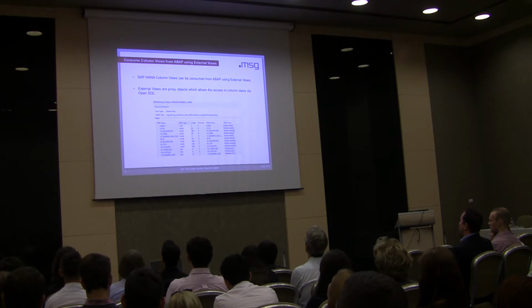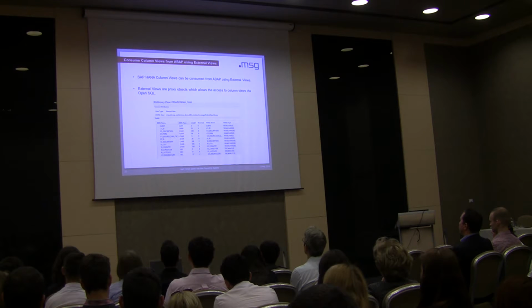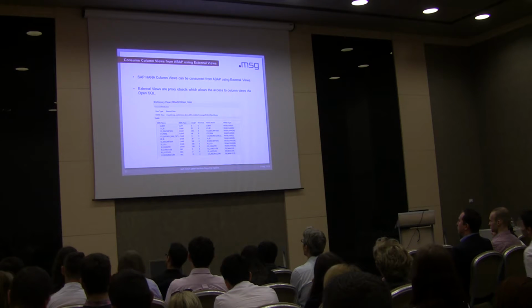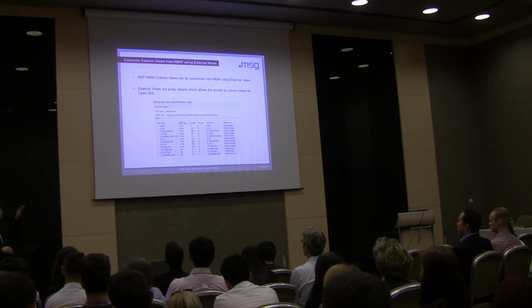Here, just some information regarding the external views. At the moment, it is not possible with the newest ABAP stack release to access SAP HANA Column Views directly. You have to create an external view, but it's very easy in the ABAP in Eclipse environment. Just choose the SAP HANA Column View, which is stored in the HANA database, and the external view points to the SAP HANA Column View. It's just a proxy object.